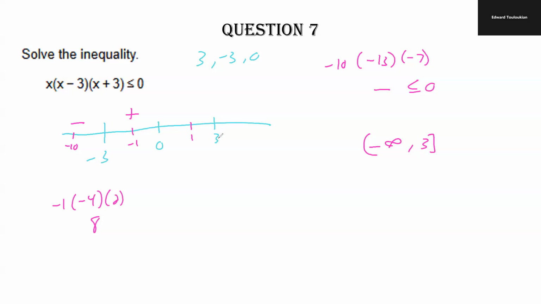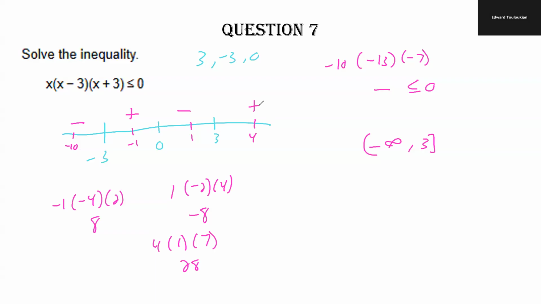Now let's try one in between 0 and 3, like 1. This would be 1. 1 minus 3 is negative 2. 1 plus 3 is 4. This is negative 8. So that means that in this region, no matter what number I pick, I should get a negative number. So that will be part of my solution. And before I finish the rest of my answer, let's just do the last one here. Say this is 4. This would be 4 times 4 minus 3 is 1. 4 plus 3 is 7. These are all positive, 28. So that's a positive region.